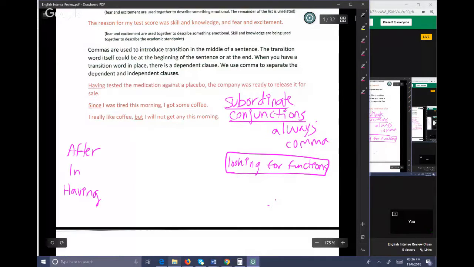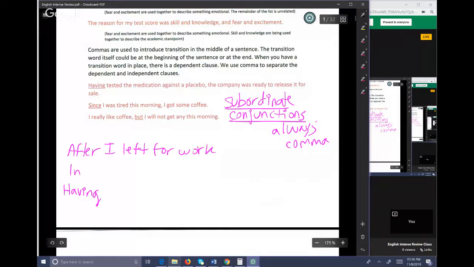This will immediately impact the fact that there will be a comma, and it will impact the fact that there is going to be an independent clause and a dependent clause. So let's fill this in with any random content. Let's say, after I left for work.